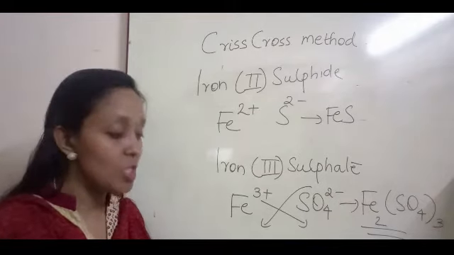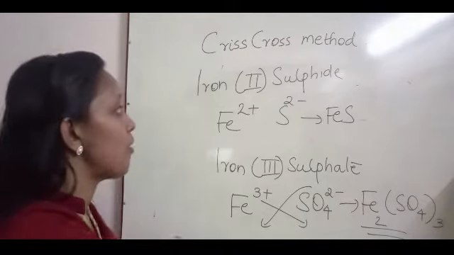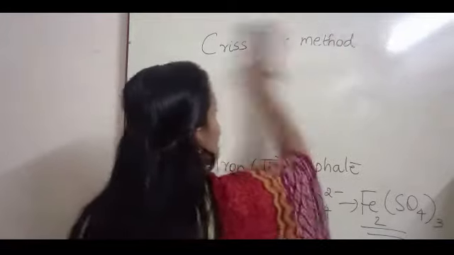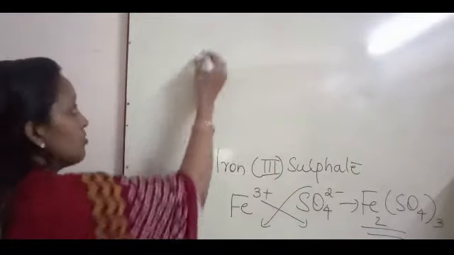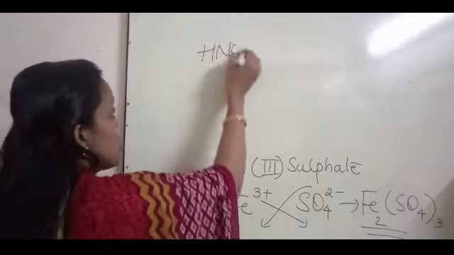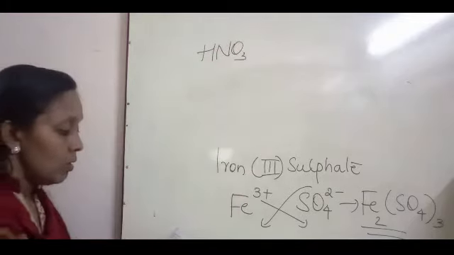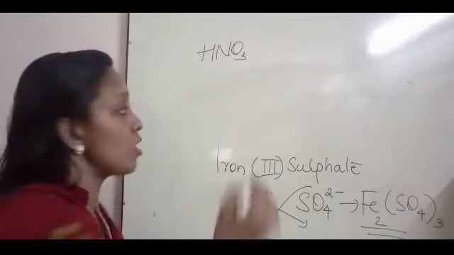Now the next one is nitric acid. You know the formula of nitric acid. It's HNO3. You can simply write it as HNO3. Calcium phosphate is the next compound.